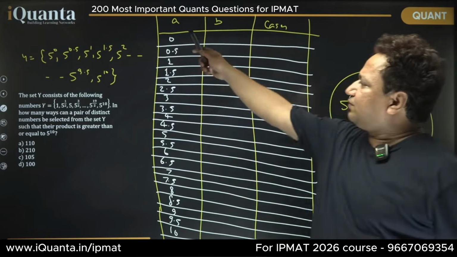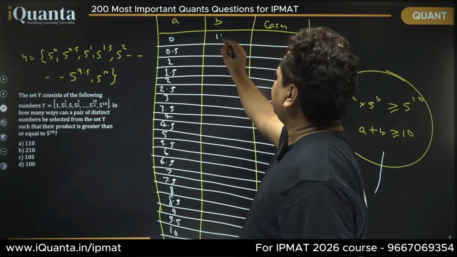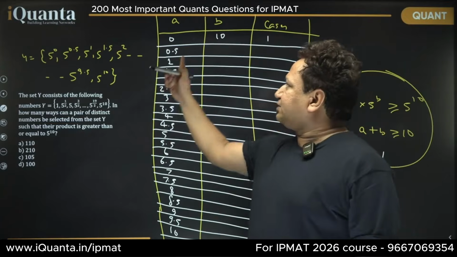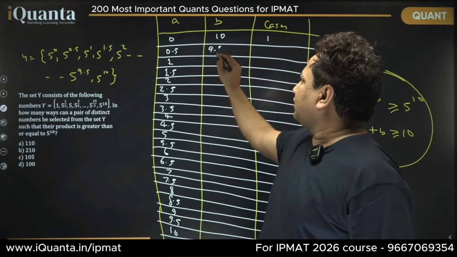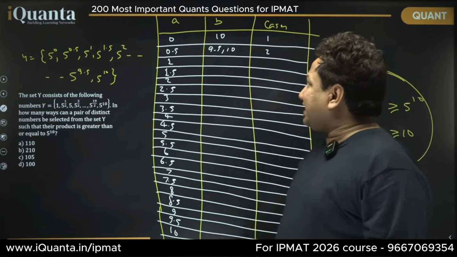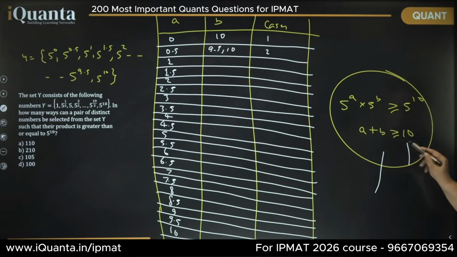And here we have 0. So what will be the value of B? Must be 10 only. We have only one case. It cannot go beyond 10, right? 0.5, it can be 9.5 or 10, two such values. 0.5 plus 9.5 is 10 and 0.5 plus 10 is 10.5. We need greater than or equal to 10. Okay.